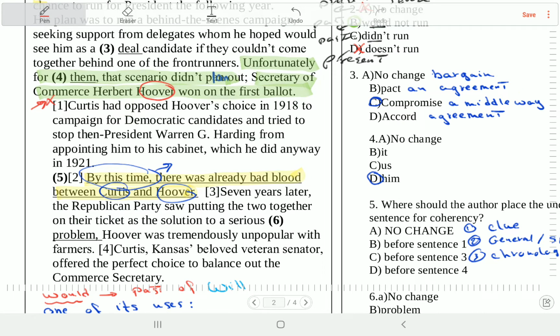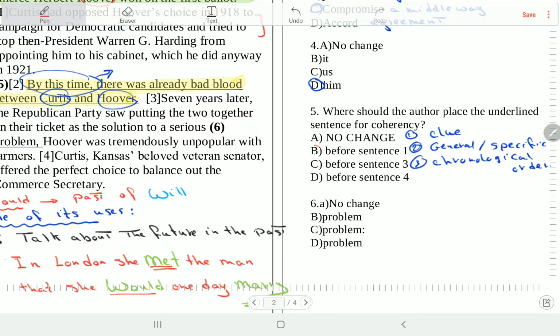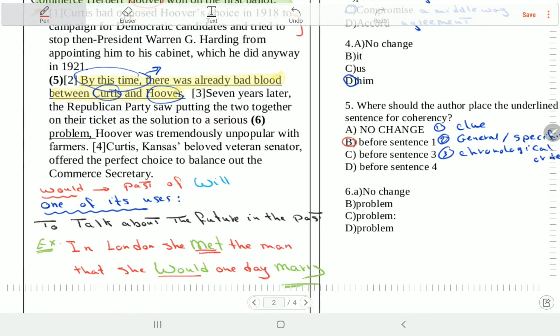Why? First, it is related to the sentence before. Next, it introduces the problem. What is the problem? There is trouble between them. Then sentence 1 gives the explanation. What is the cause of the problem? Curtis opposed Hoover's choice, so Hoover was upset with him. That's it. So I think we can answer it quickly and choose 5B. Okay, number 6.